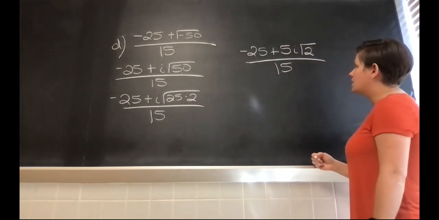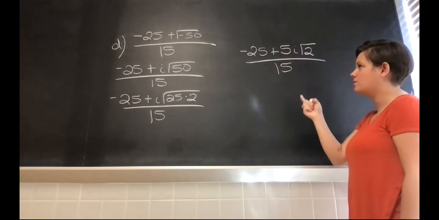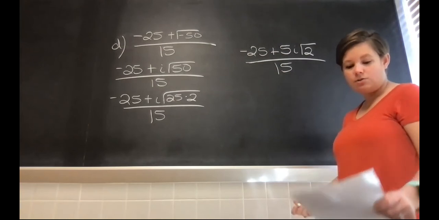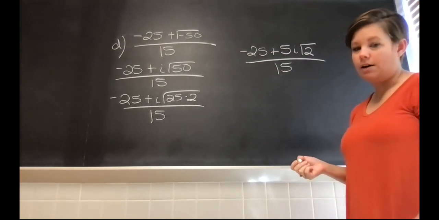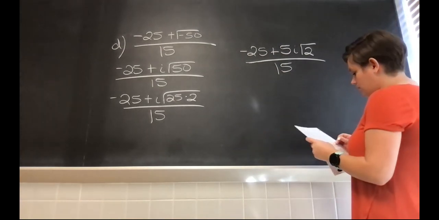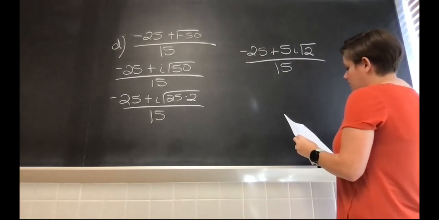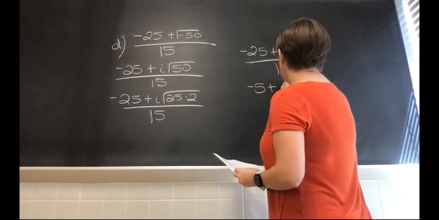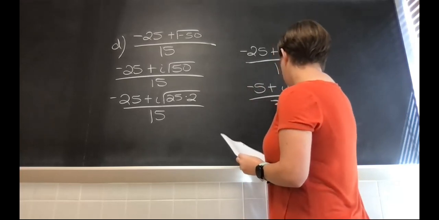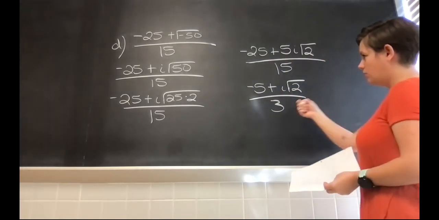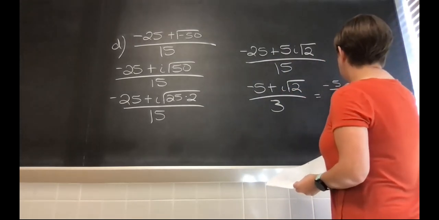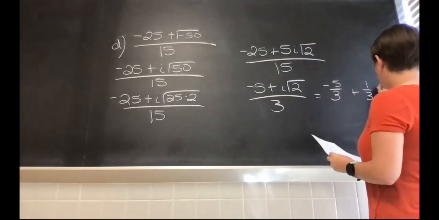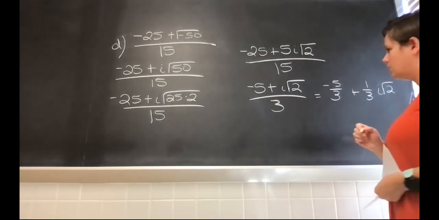So I can't combine anything else because I have a radical. But I have a -25, I have a 5, and I have a 15. Do those have anything in common? They do, they have a 5. So we can reduce those down and make them simplified, okay? So we can take a 5 out of everything, which will be -5 plus i square root of 2 all over 3. And then you can leave it like this, or you can write it as -5 over 3 plus 1/3 i square root of 2, like that.